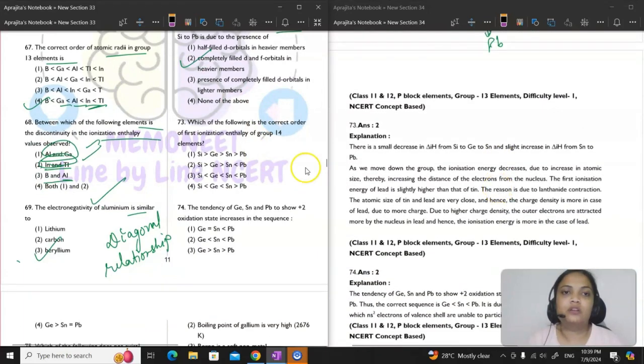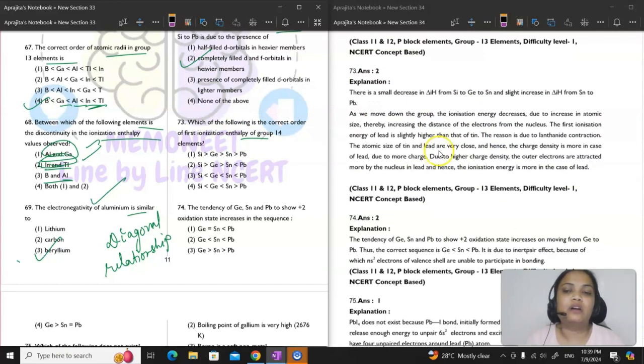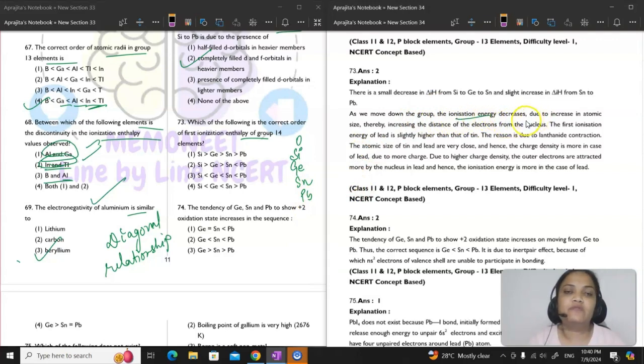Now next question, which of the following is the correct order of first ionization enthalpy of group 14 elements? Again, if we are moving down the group, the ionization enthalpy decreases. Group 14 elements: silicon, germanium, then tin, and then lead. As I told you, when we move down the group, ionization energy decreases due to increase in atomic size, because the electrons move away from the nucleus.